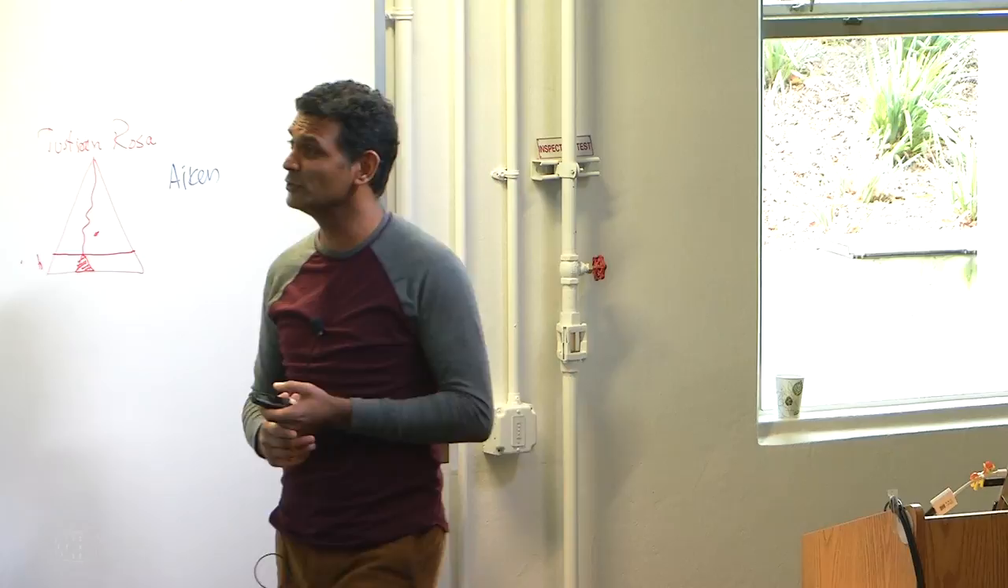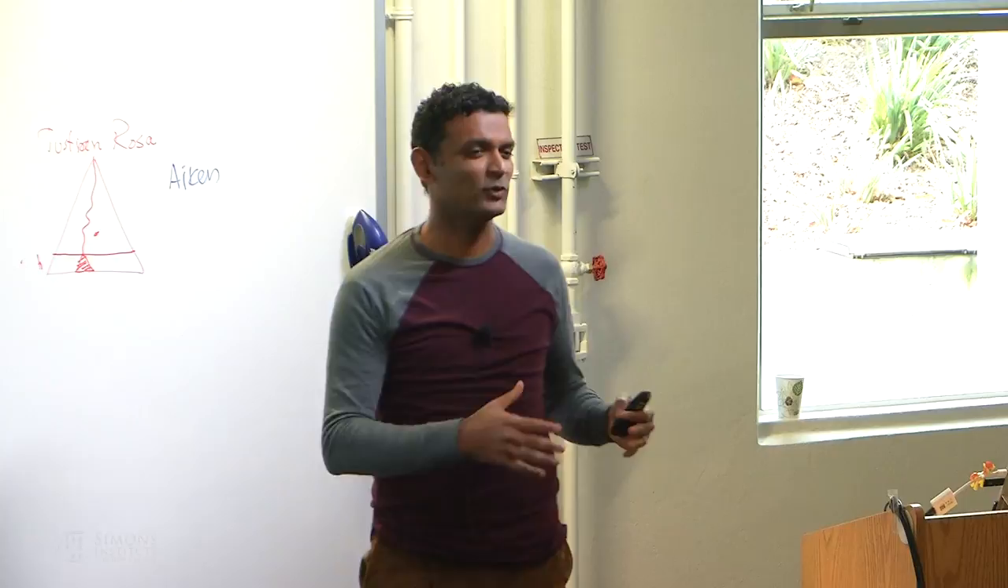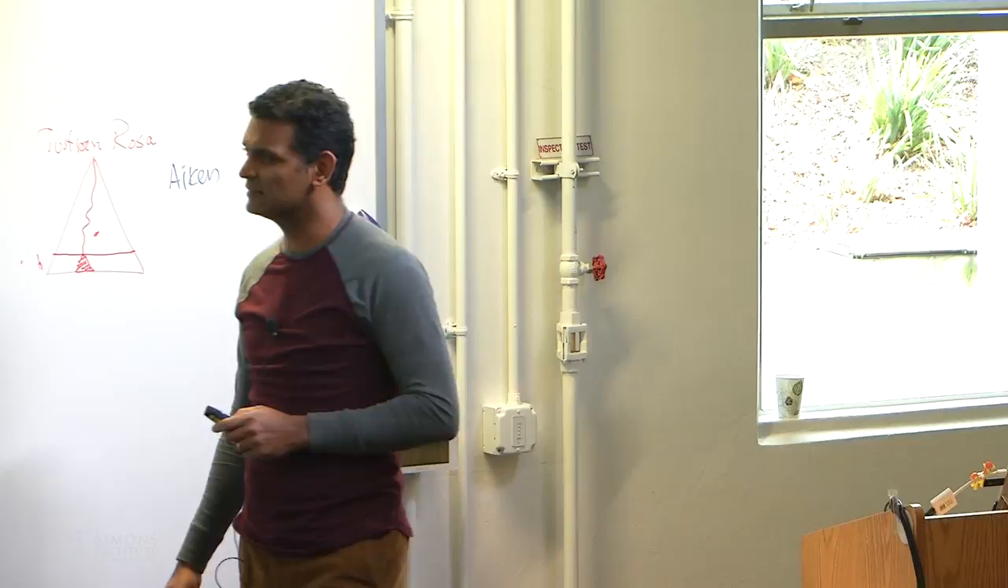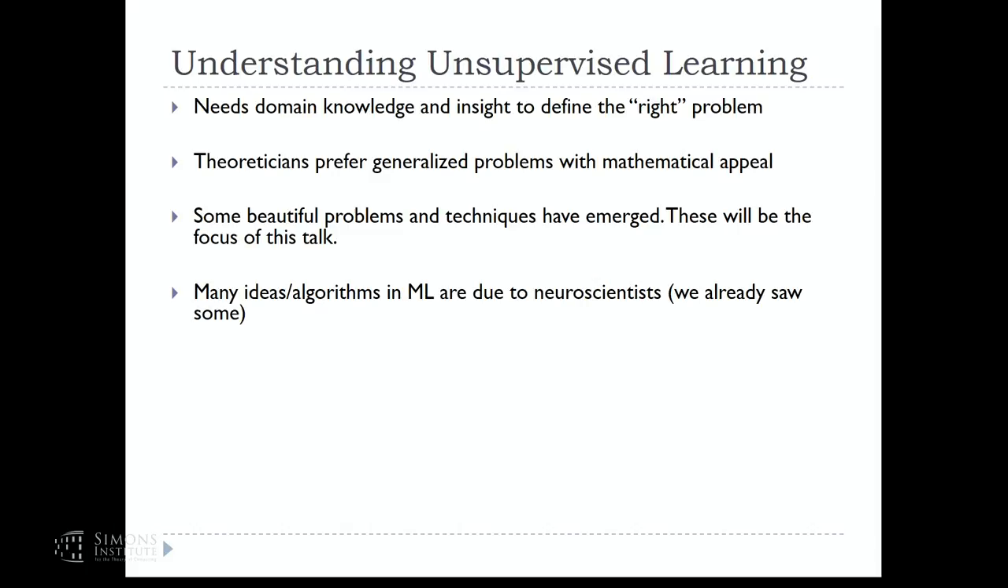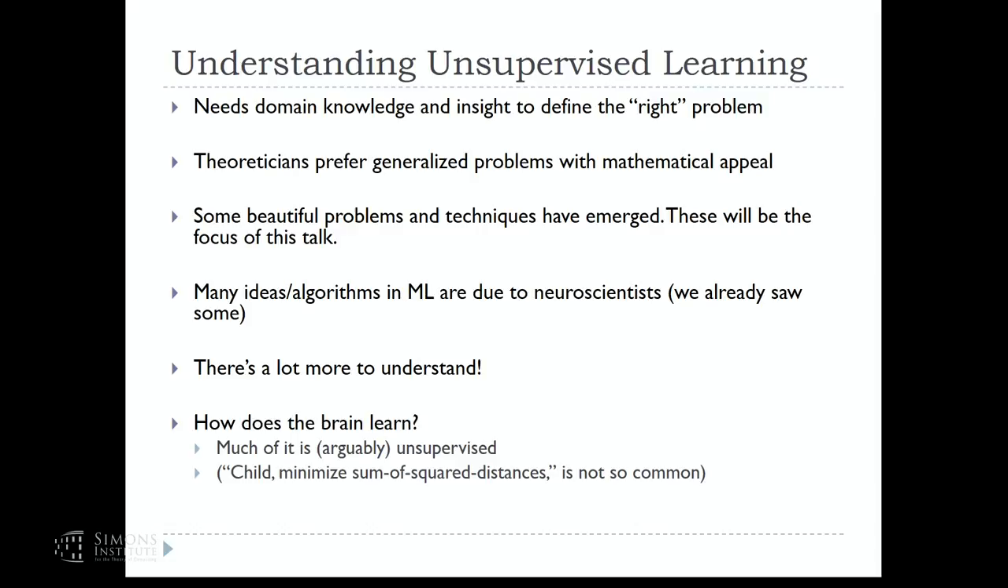A few examples of things that have provably worked in this field. Many of these ideas and algorithms, successful ones in machine learning, are due to neuroscientists. We already saw some in the morning's talks, perceptron, for example. And we'll see some more. There's a lot to understand, of course, one of the issues is how is the brain learning? You could argue that much of it is unsupervised. You know, we're not telling the kids to optimize some objective function.